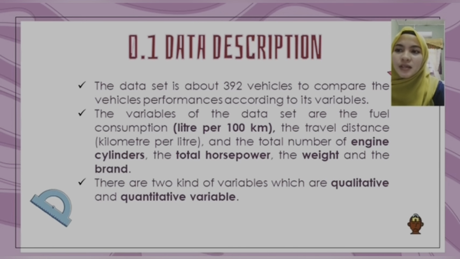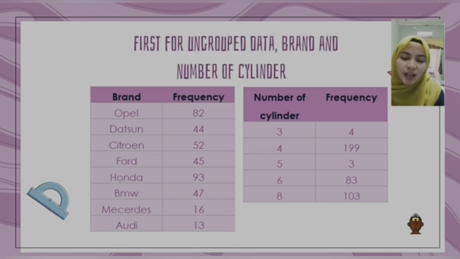First, for ungrouped data: brand and number of cylinders. The brand Opel has a frequency of 82, Datsun 44, Citroen 52, Ford 45, Honda 93, BMW 47, Mercedes 16, Audi 13. For the number of cylinders, 3 cylinders have a frequency of 4, 4 cylinders 199, 5 cylinders 3, 6 cylinders 83, and 8 cylinders 103.